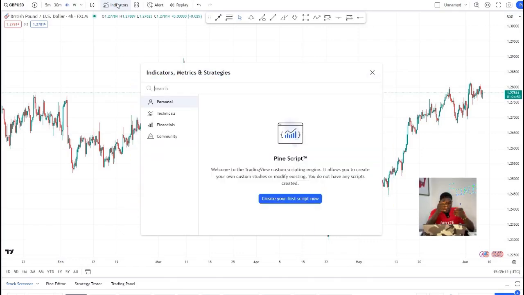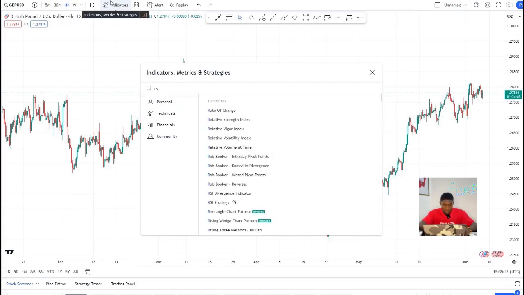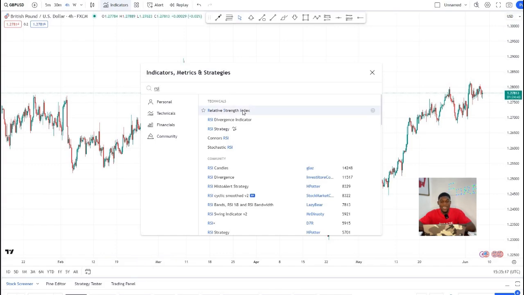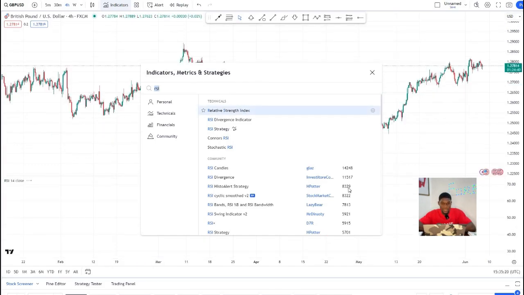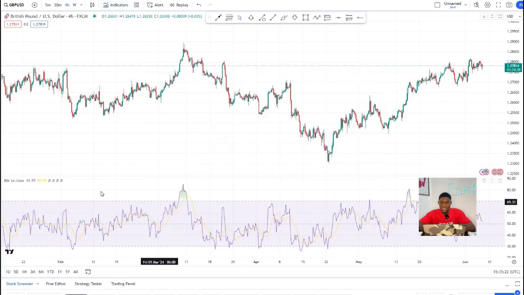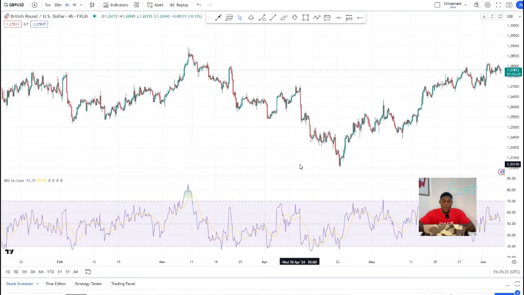If you tap on the indicator button in your TradingView, you just put RSI, which means relative strength index. You actually see something like this. I don't know if you guys have seen it before. And how does it work? It tells you when price is overbought or oversold for it to enter into the market. So when the market is overbought like this, it will tell you.